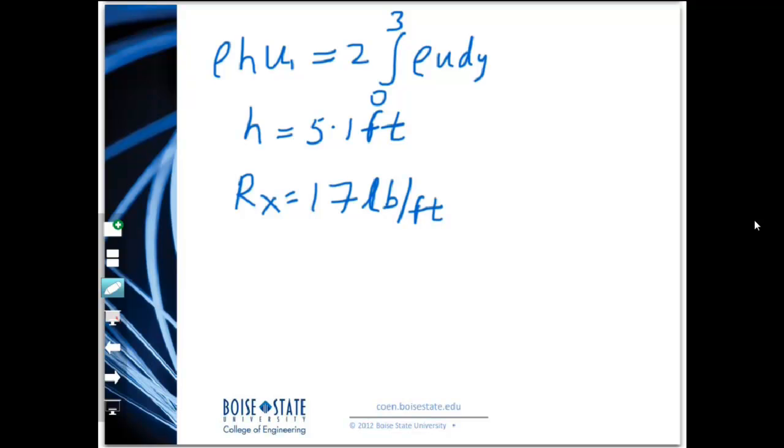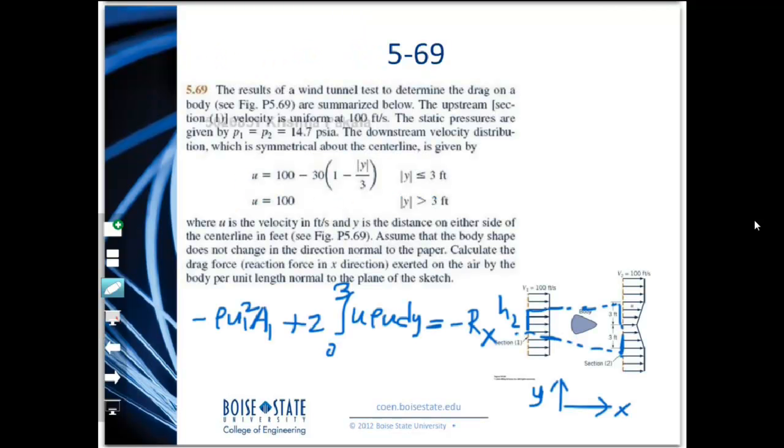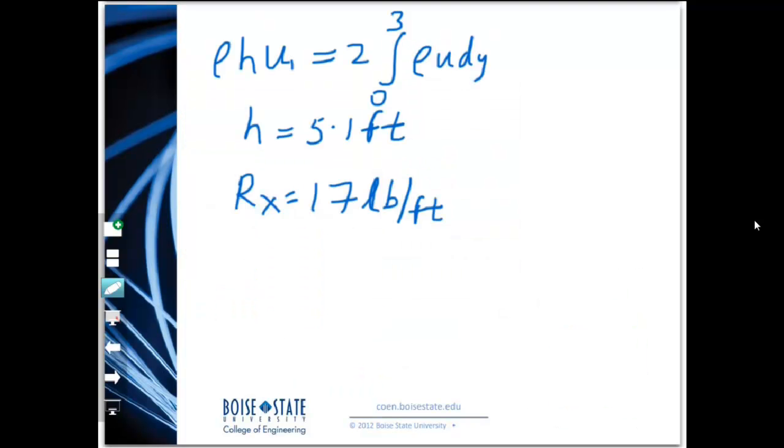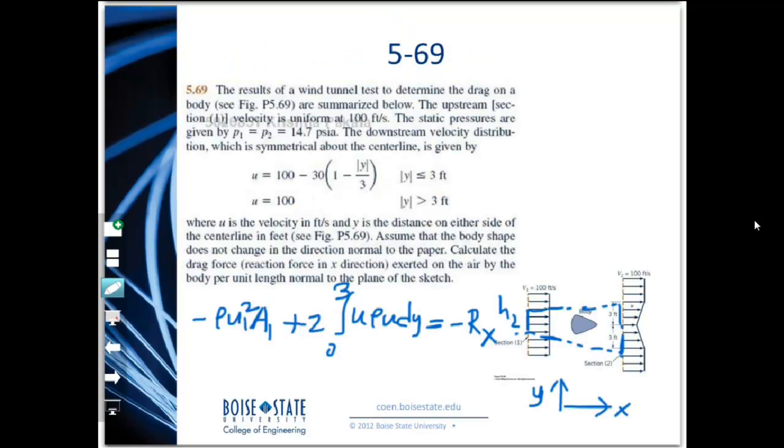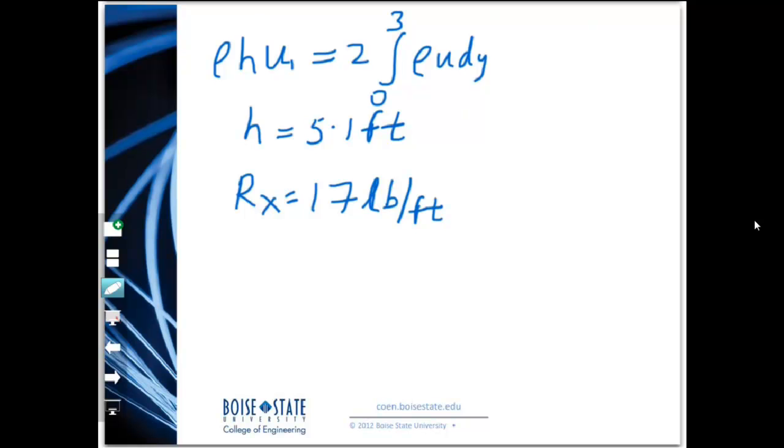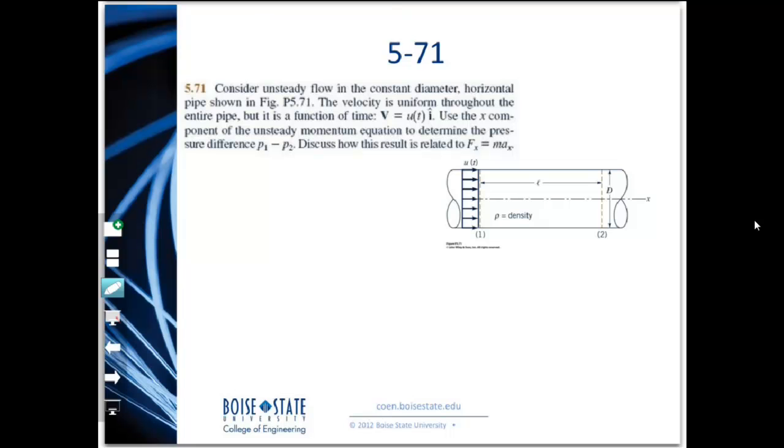So the key thing here was to see that you need to come up with some length scale, whereas your conservation of mass can help you get that length scale. Other than that, it's pretty straightforward in terms of computing your conservation of linear momentum in the x direction. So this is your answer. Now let's look at another interesting problem.